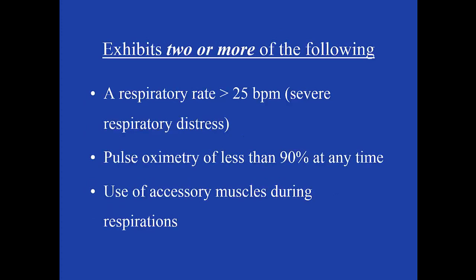Additionally, patients must exhibit 2 or more of the following signs and symptoms: a respiratory rate that's greater than 25 breaths per minute, a pulse oximetry reading of less than 90% at any time, and/or the use of accessory muscles during respirations.